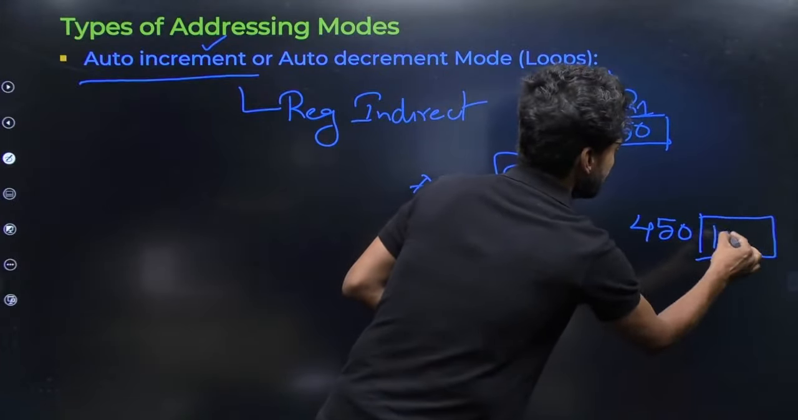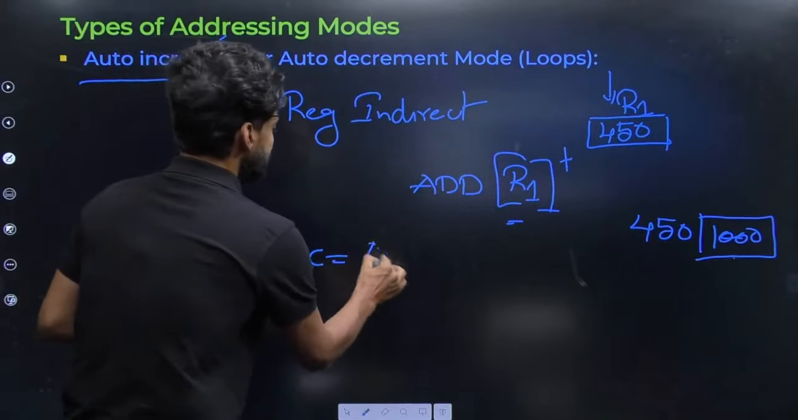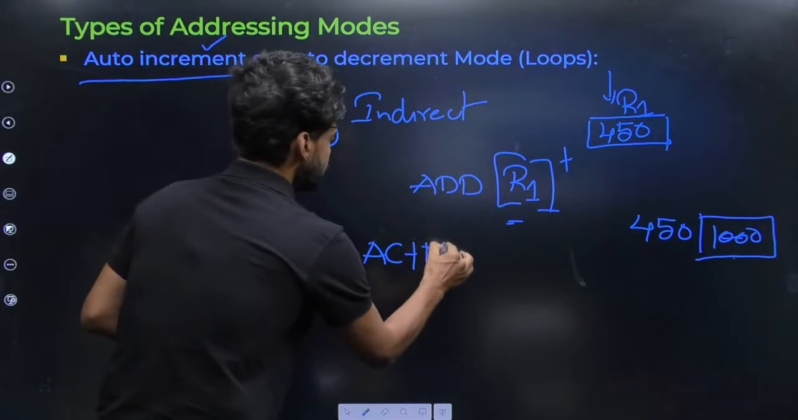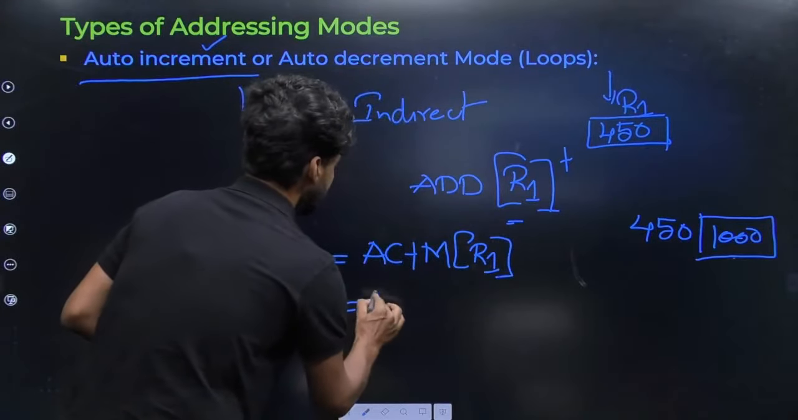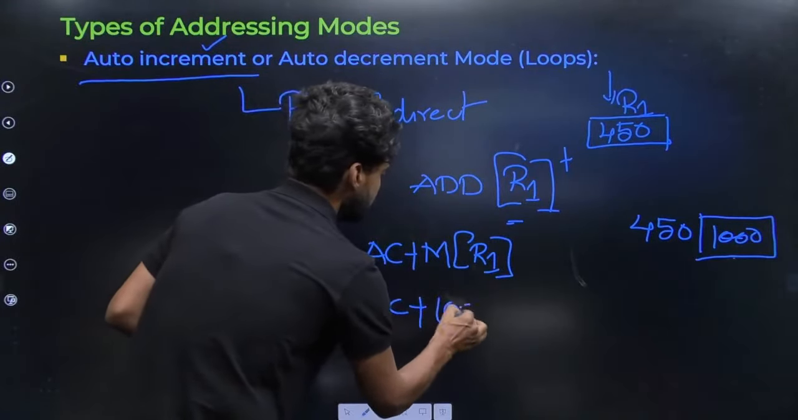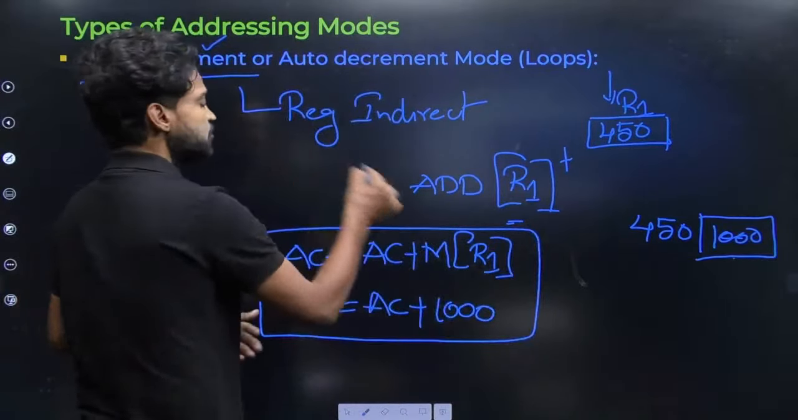The content is 1000, let us say, at this point of period. Then accumulator is equal to accumulator plus memory of R1, which is 1000. Accumulator is equal to accumulator plus 1000, I would say. Finally, the operation has been performed, the instruction is executed.